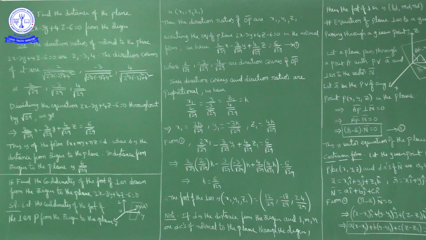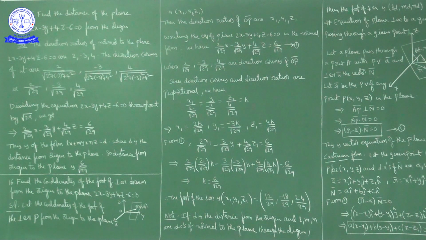Now what is P? P is a point on the plane. So P(x1, y1, z1) satisfies plane equation 1. In place of x, y, z, substitute x1, y1, z1. So what we get from 1: 2x1 upon root 29 minus 3y1 upon root 29 plus 4z1 upon root 29 is equal to 6 upon root 29.